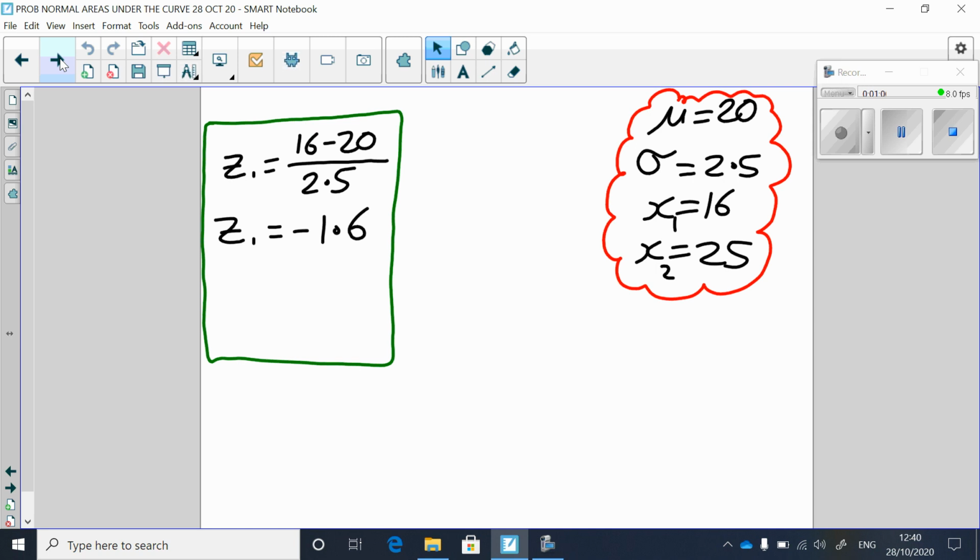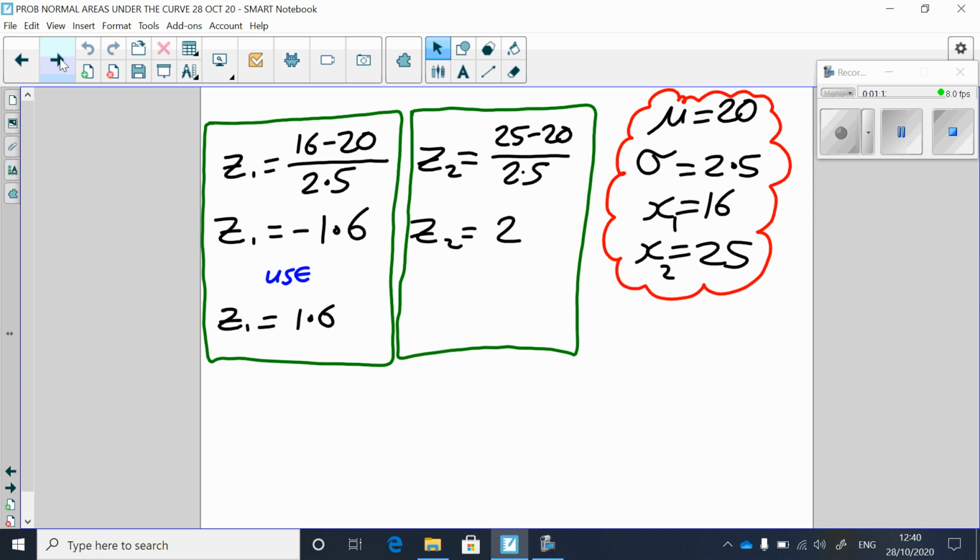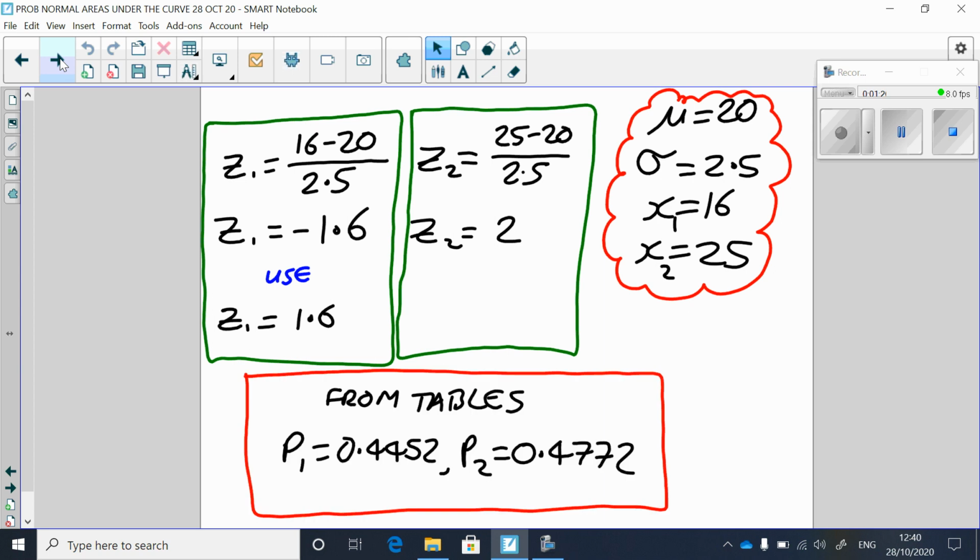First one comes out negative. For the table, use positive 1.6, and the second one, 5 over 2.5, gives me 2 exactly. I'm not going to show you the table, you know how to do that, so just trust me. For 1.6 and 2 on the tables, it gives me those two values. I'm calling them P1 and P2 here. That might change depending upon the regions. The following scenarios will involve either only one of these p-values or both.